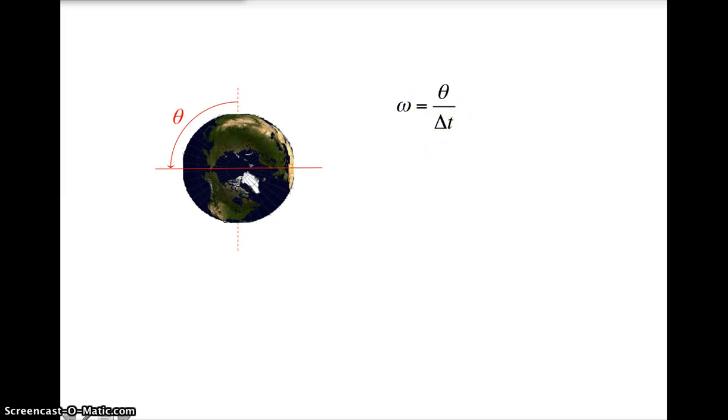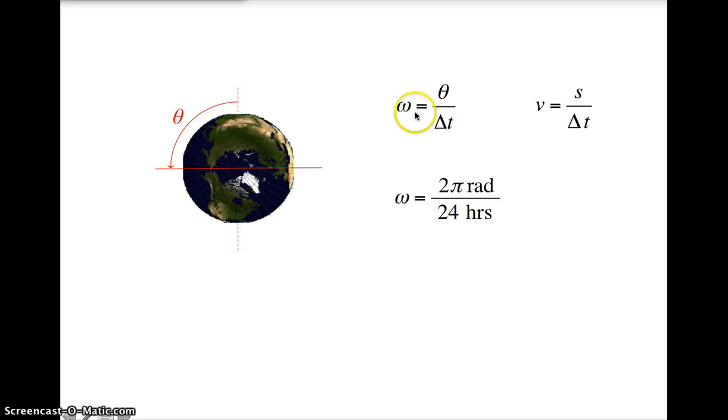occur. Now, because we're talking about how many radians or degrees it rotates, we call that the angular displacement, theta. And because this is how quickly it rotates, we call that the angular speed, omega. In the case of the Earth, we know that the Earth makes one full rotation, and it goes through 2 pi radians, or 360 degrees, in one day, which is 24 hours.